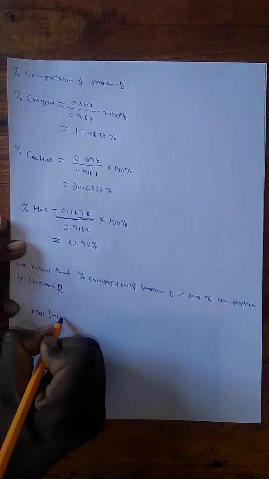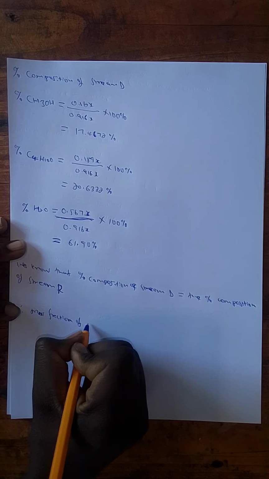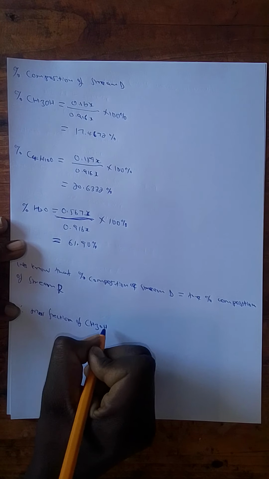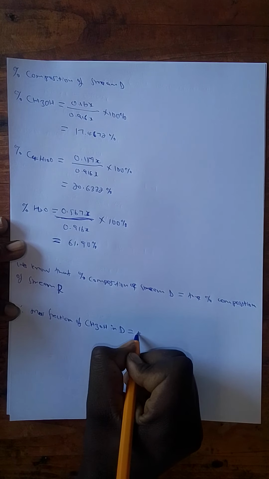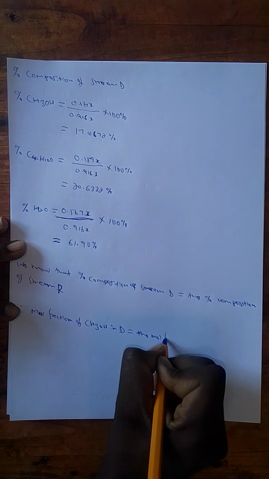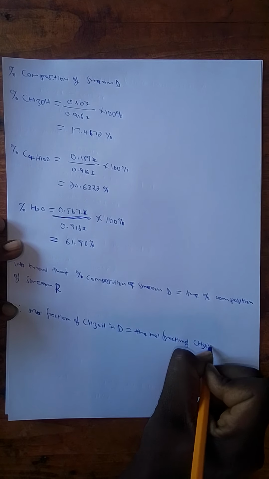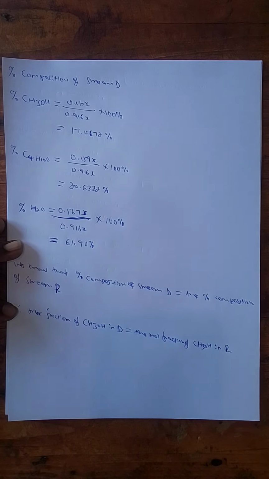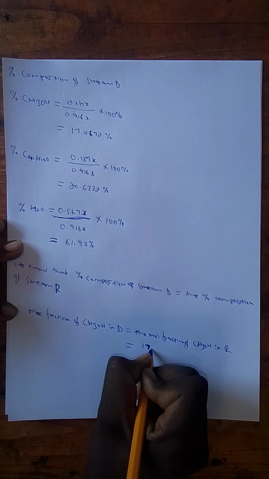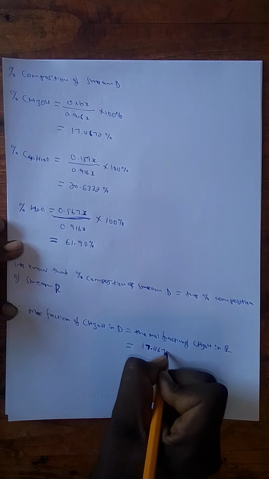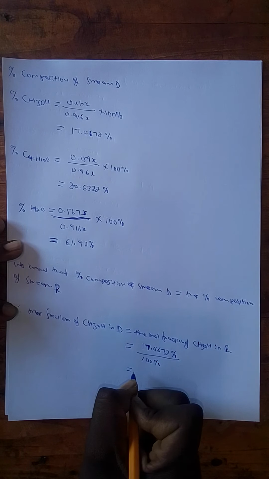And with that said, then we can go further to say, therefore, the mole fraction of CH3OH in D is equal to the mole fraction of CH3OH in R. And that is equal to 17.4672% all over 100%.